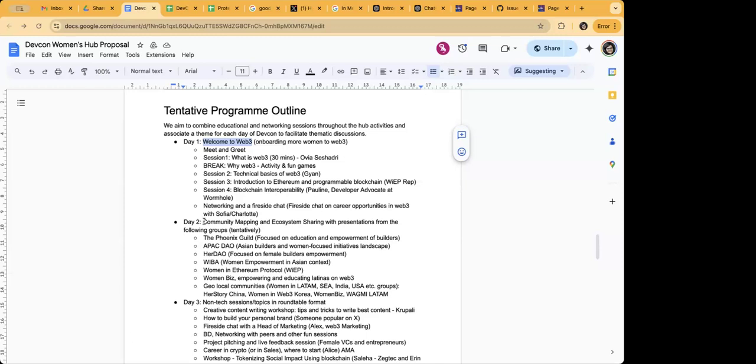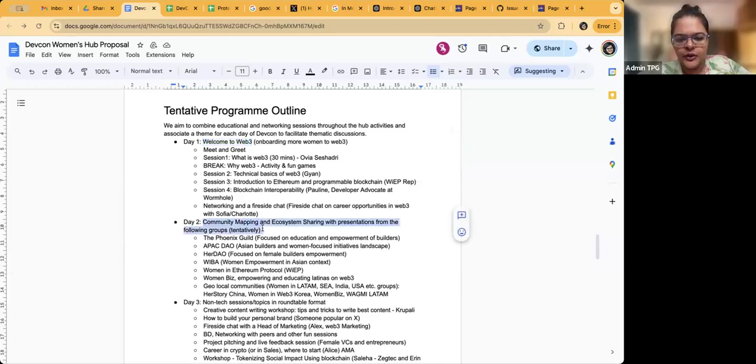The second day, we want to focus on communities and ecosystem sharing. So this will be the main highlight of the day. That is, we will have different communities across the globe coming and sharing the work that they are doing. How are they onboarding women or underrepresented groups?